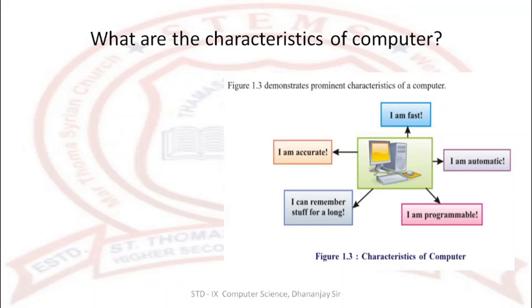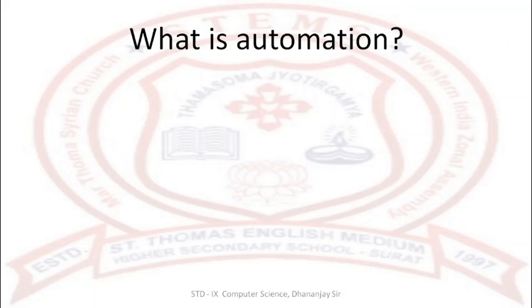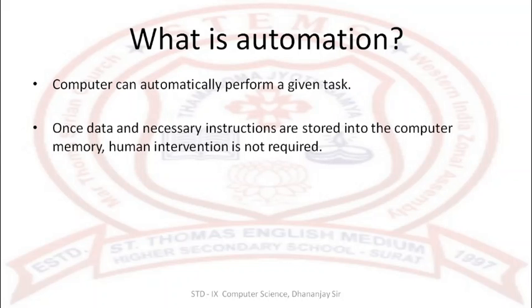What are the characteristics of the computer? It has various characteristics: automation, accuracy, long-term storage, ability to perform repetitive tasks, programmability. Automation. Computer can automatically perform a given task. Once the data and instructions are given, the computer does the work without human intervention.